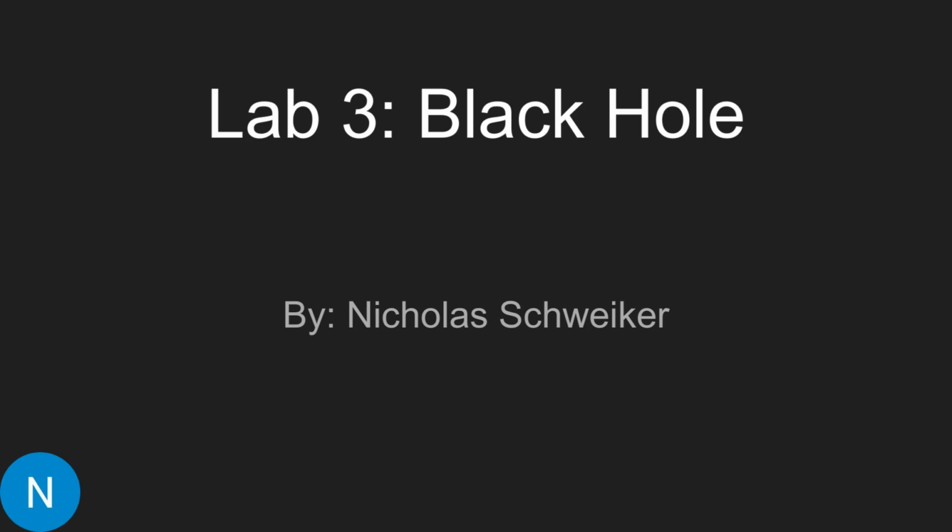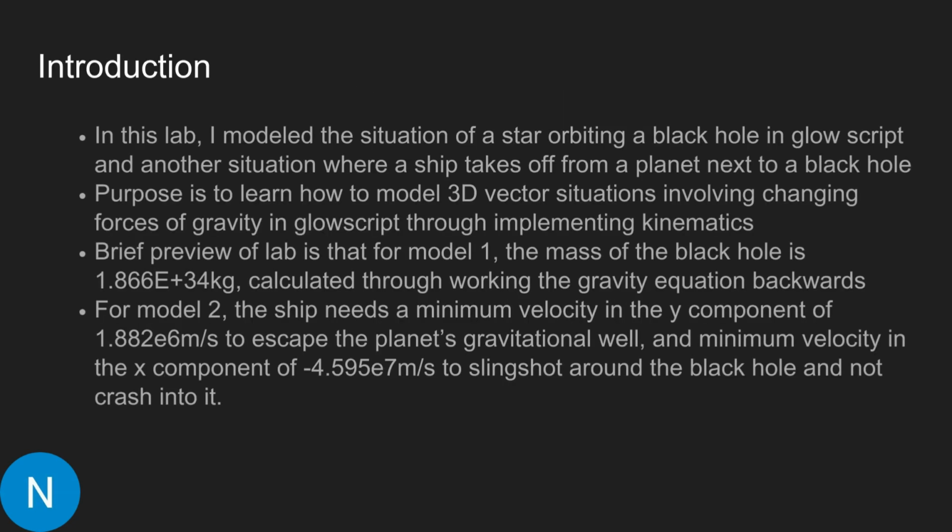This is Lab 3, Black Hole, by Nicholas Schweiker. So for the introduction in this lab, there are two main situations. The first is modeling a star orbiting a black hole in GlowScript. The second is modeling the trajectory of a ship taking off from a planet and going around a black hole.